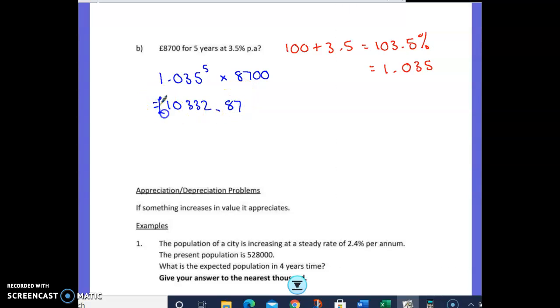Got my pound sign, put that back in. Okay, I'll leave you to try some of these.